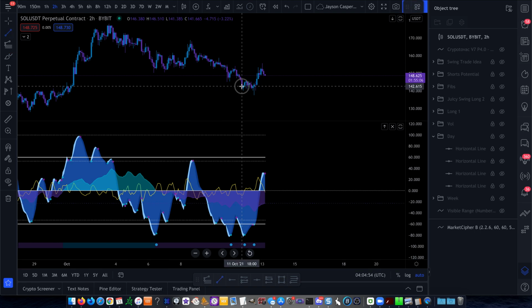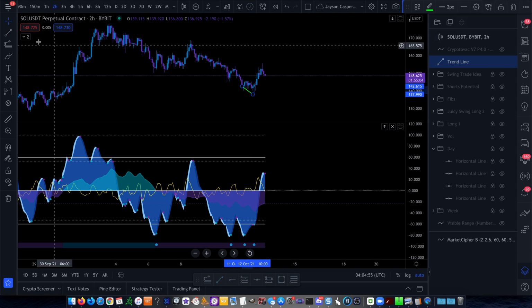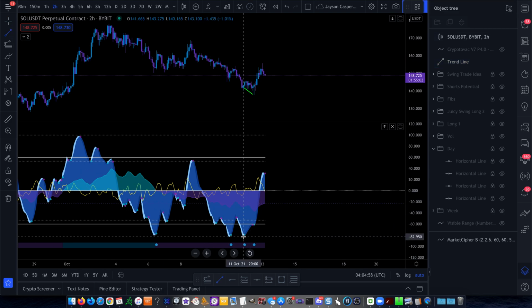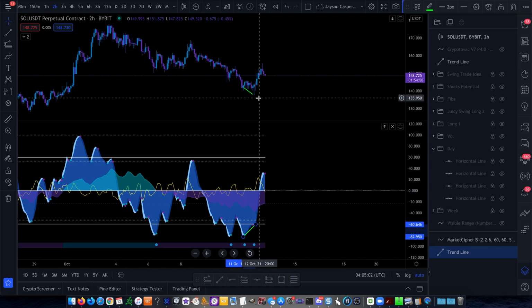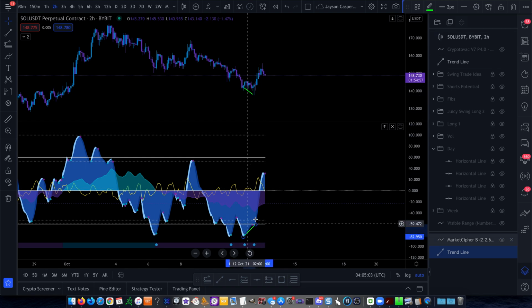A divergence is where price and momentum are doing the opposite thing. If it happens on the bottom of Market Cipher B, we want to see price making a lower low while momentum is making a higher low, showing us that even though the price is coming down, there's no power for it to continue down because money and momentum is coming back into the market.